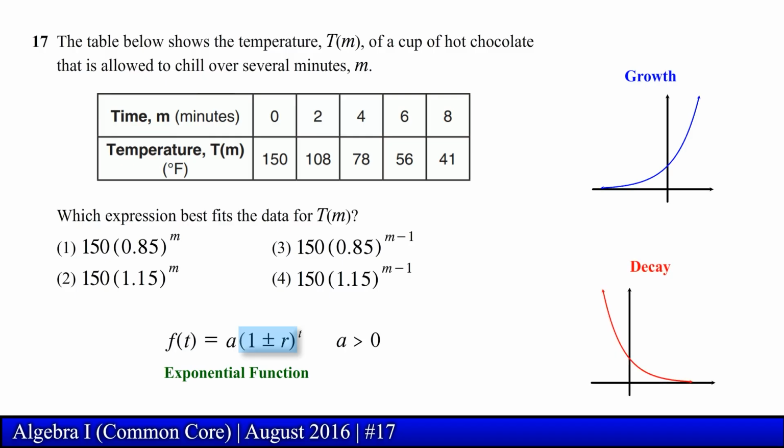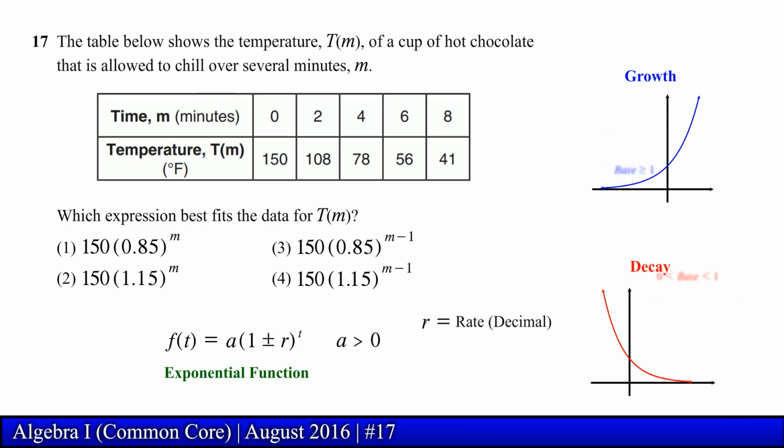If the quantity inside the parentheses, which represents the base of the exponent, is a number equal to or greater than 1, then the function represents an exponential growth function. On the other hand, if the quantity inside the parentheses is a number between 0 and 1, then the function represents an exponential decay function.